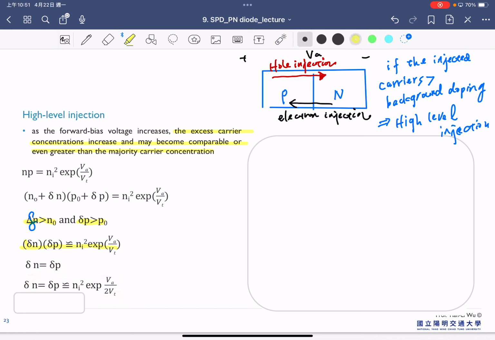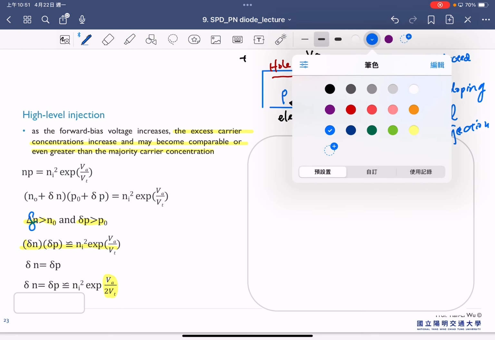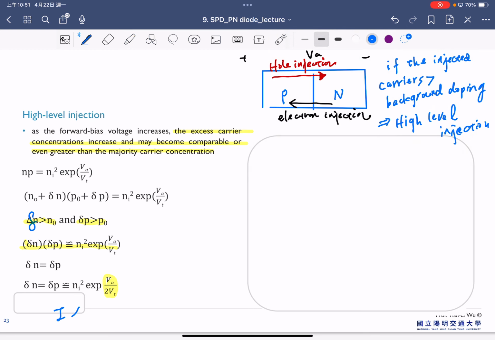And since the additional electrons and holes are equal, this can be considered as shown here, where the concentration is now related to exponential VA over 2 VT. So that means our current equation is also related to exponential VA over 2 VT. So that's also the result.